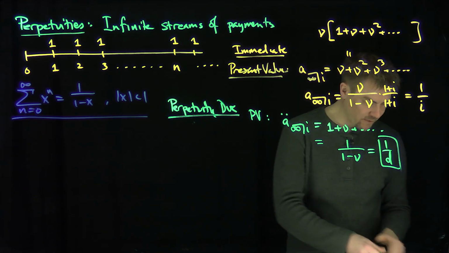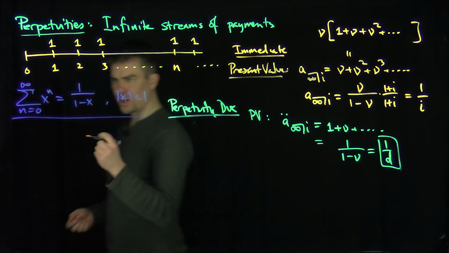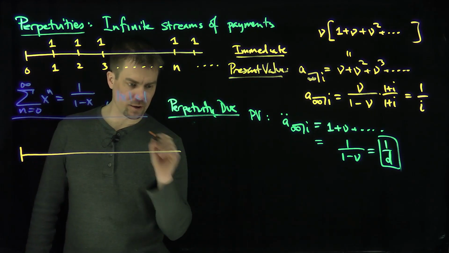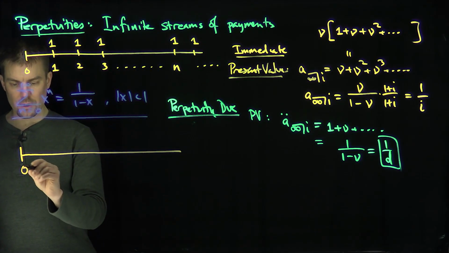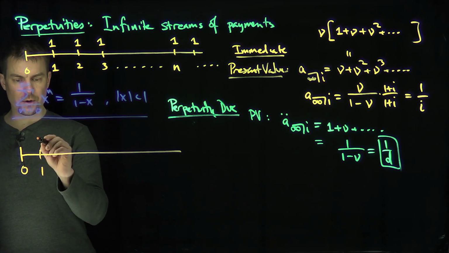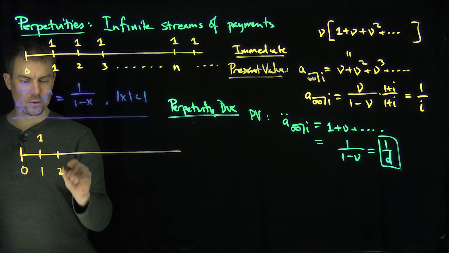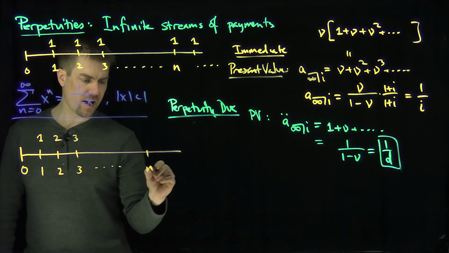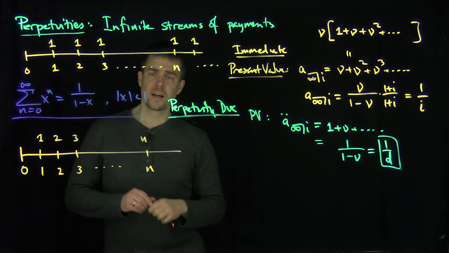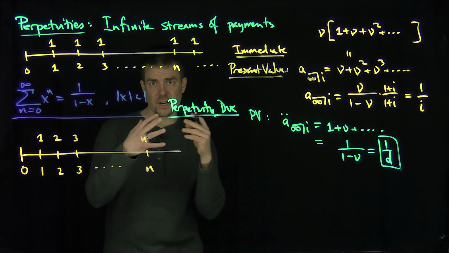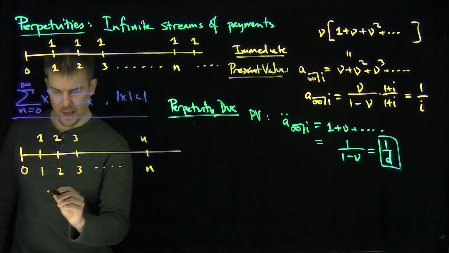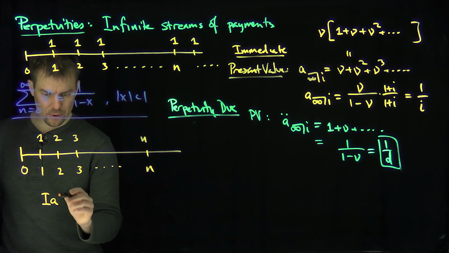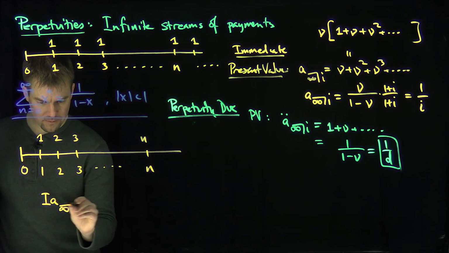Now let me do one final modification of this. There's a cool result we can get, and that is, what if I give you a stream of payments that starts to increase linearly as we go in time, right? At time 0, you're going to get nothing. At time 1, you're going to have $1. At time 2, you're going to have $2. At time 3, you're going to have $3, etc. At time n, you're going to get n dollars. I'll have the present value of this increasing perpetuity, which is (Ia) angle infinity at rate i.